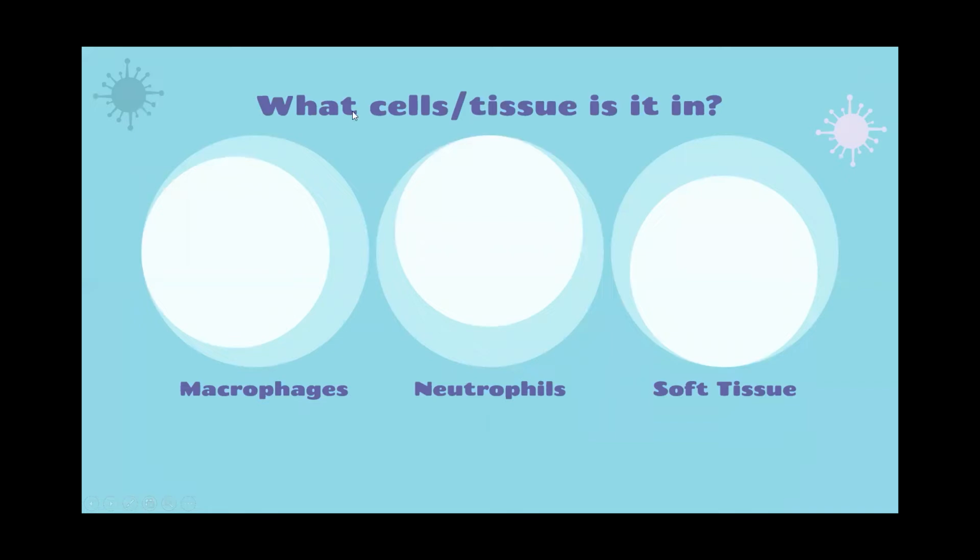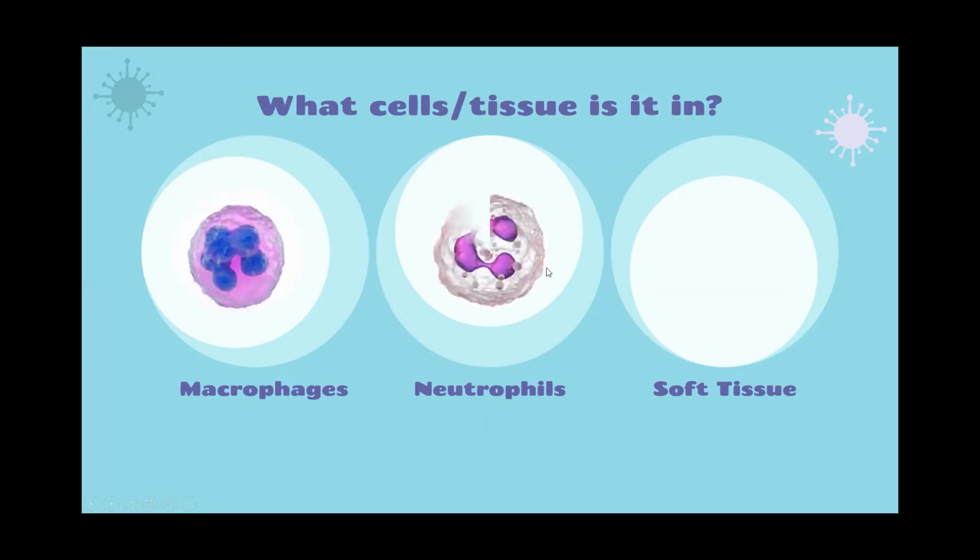So what cells and tissue is it in? The cells that get affected by necrotizing fasciitis are macrophages and neutrophils, and this will be further described in the next slides. It also involves the soft tissue. Soft tissue is the tissue under your skin, which involves muscles, nerves, fat, and even blood cells.